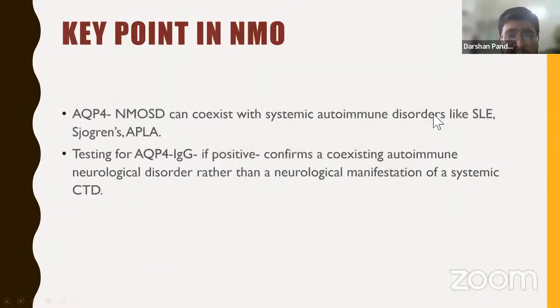A key point in NMO is that it can coexist with other autoimmune disorders, SLE, Sjogren's. But if NMO antibody comes out positive, it confirms that a coexisting autoimmune neurological disorder is there, rather than a neurological manifestation of a systemic connective tissue disorder.